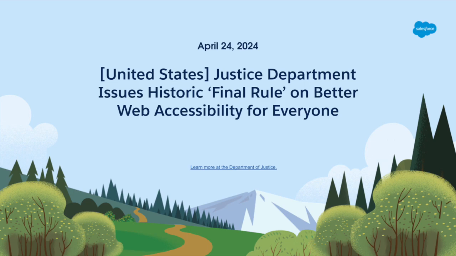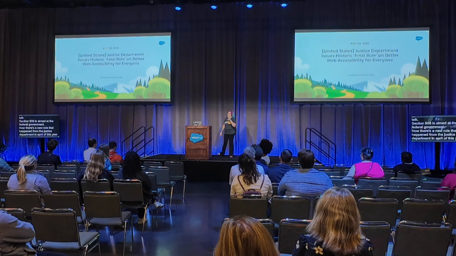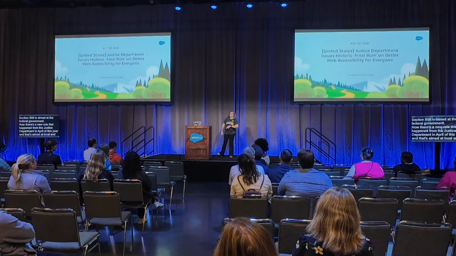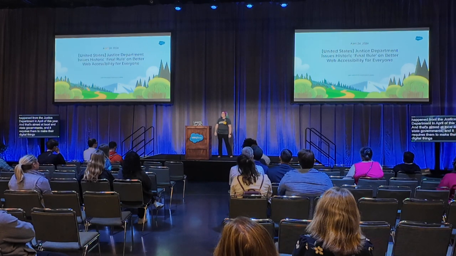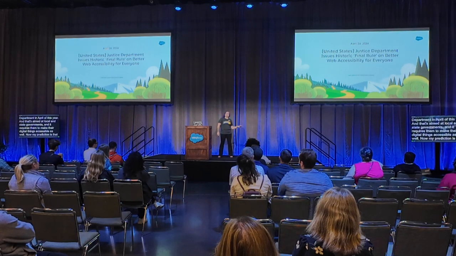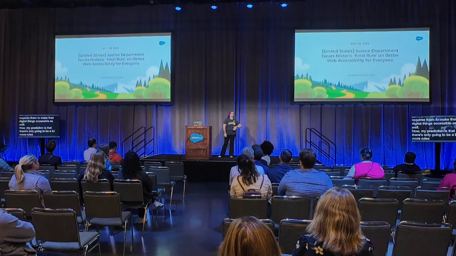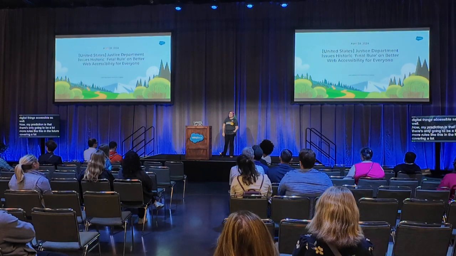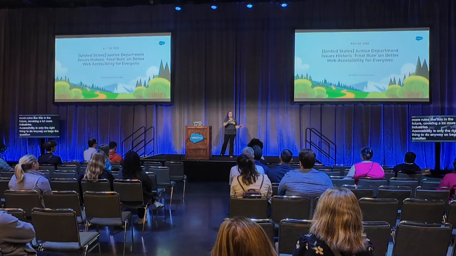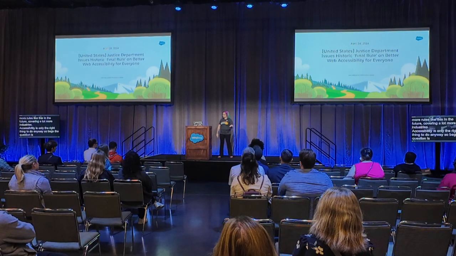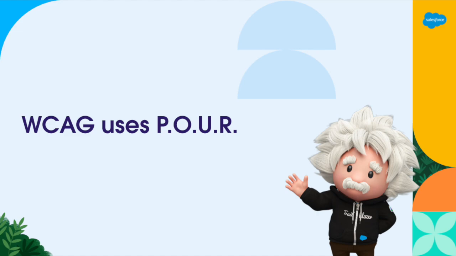Now, there's a new rule that happened from the Justice Department in April of this year, and that's aimed at local and state governments, and it requires them to make their digital things accessible as well. My prediction is that there's only going to be a lot more rules like this in the future, covering a lot more industries. Accessibility is only the right thing to do anyway, so begs the question, is your org accessible? Let's talk about WCAG really quickly.